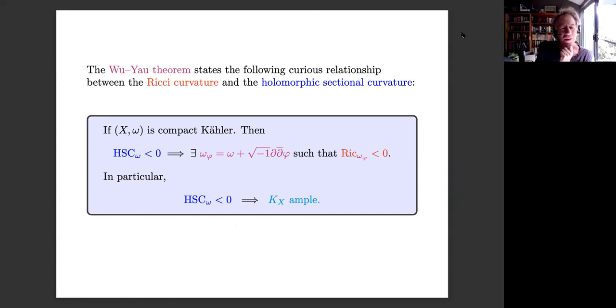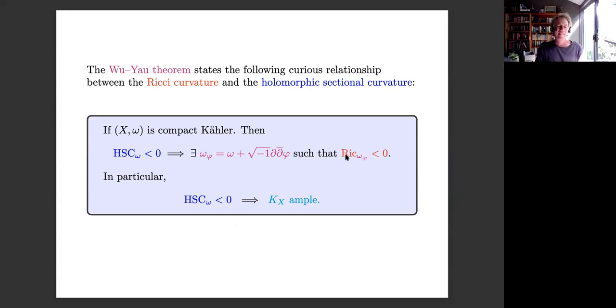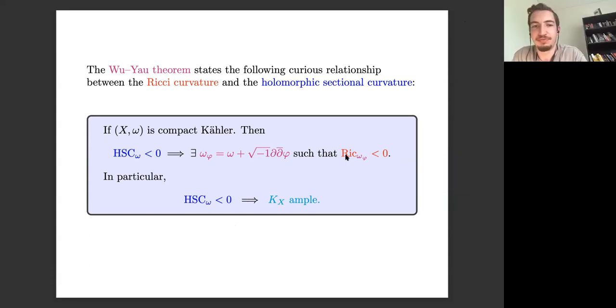What about the arrow in the reverse direction there? Is there any implication between negative Ricci and negative holomorphic sectional? That's what we're working on. We're trying to construct examples, and non-examples. We're even struggling to construct examples of things like negative.